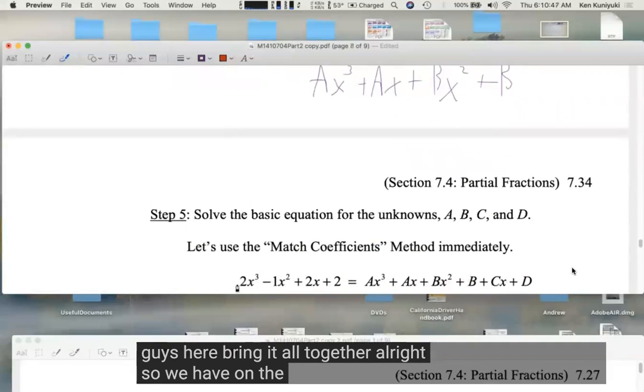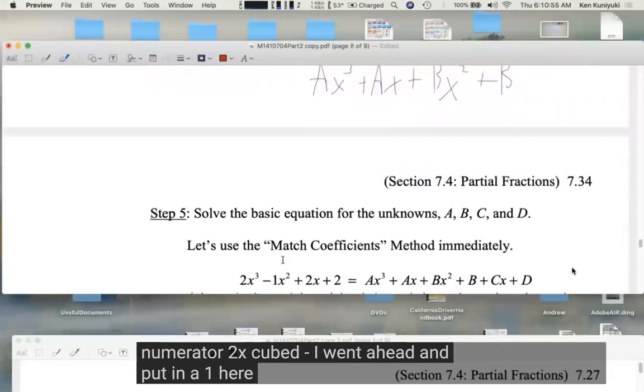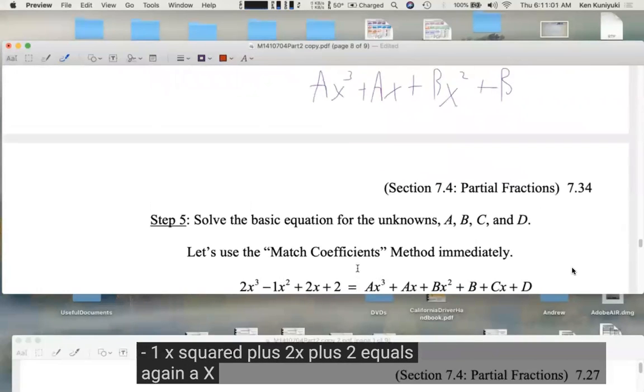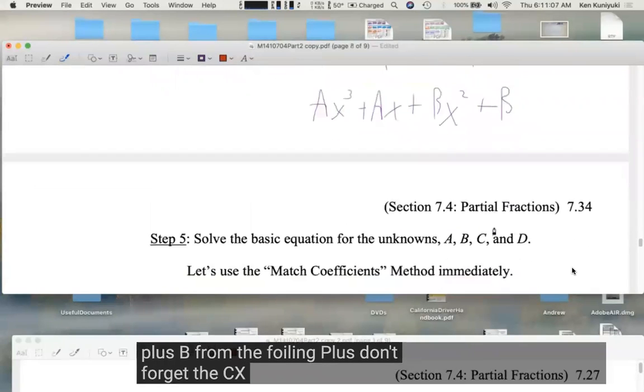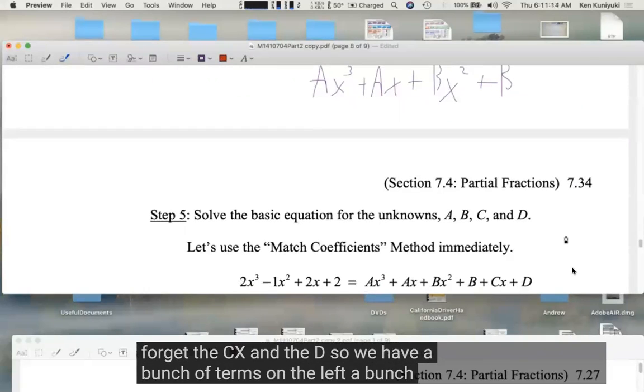So we have on the left that original numerator, 2x cubed minus, I went ahead and put in a 1 here, minus 1x squared plus 2x plus 2 equals, again, ax cubed plus ax plus bx squared plus b from the foiling, plus, don't forget, the cx and the d. So we have a bunch of terms on the left, a bunch of terms on the right.